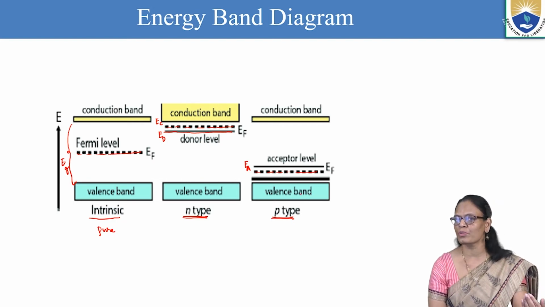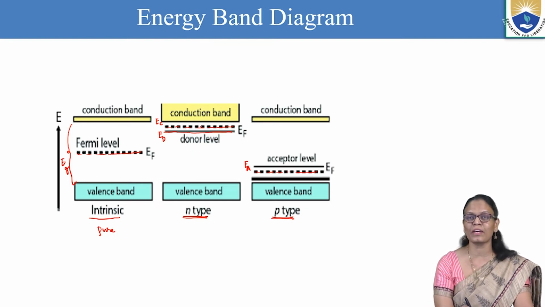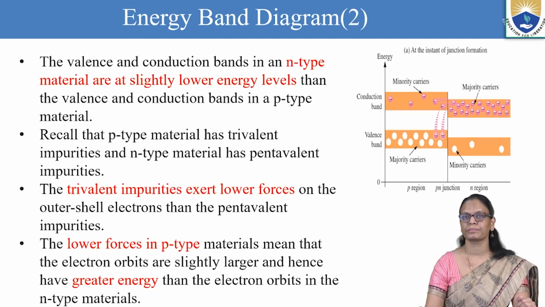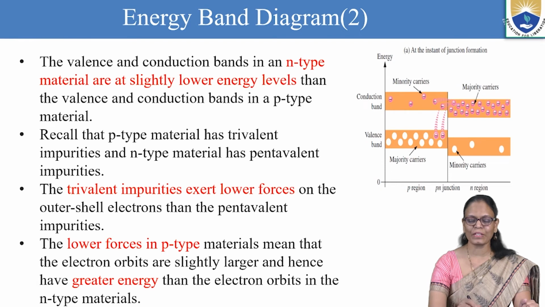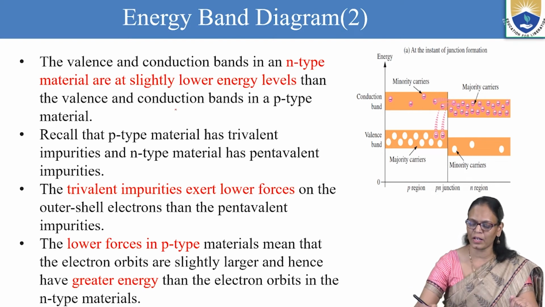As we move forward to discuss the PN junction, these two things we have to remember. In N type, the Fermi level lies very close to the conduction band, and in P type, the Fermi level lies very close to the valence band. Now coming to the energy band diagram. When we are joining, the valence and the conduction bands in N type material are at a slightly lower energy level than in the P type. So now I will denote this.